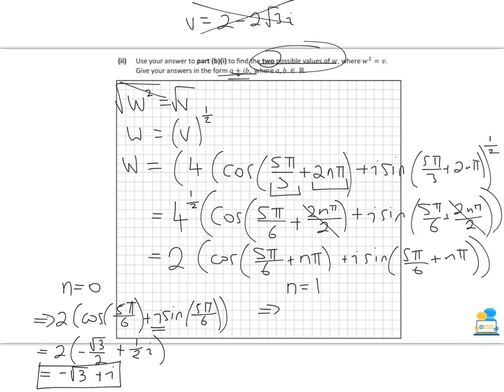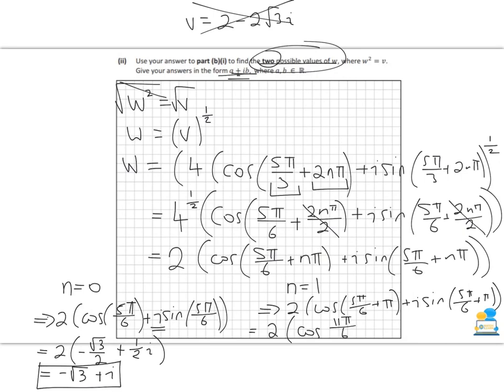So therefore that's going to give me 2 bracket cos 5 pi over 6 plus pi, because it's just one of them, plus i sine 5 pi over 6 plus pi. And again, we're going to need to do a little bit of work here now on our calculators. So you could simplify them if you wanted to. So if you did 5 pi over 6 plus pi, that's going to give us 11 pi over 6.